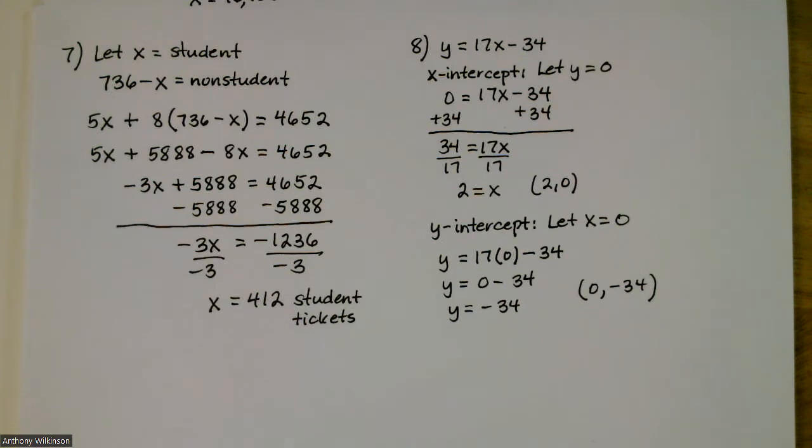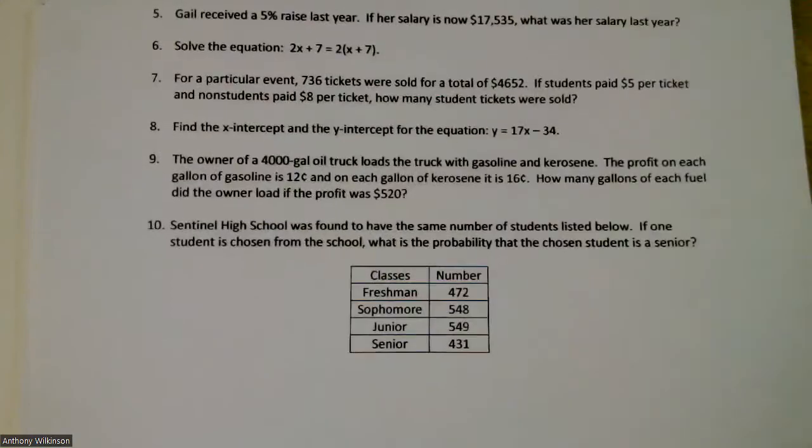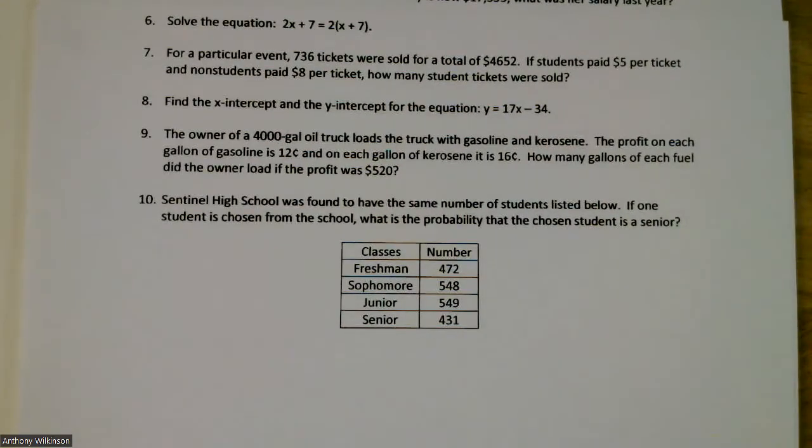Okay. All right, so that's problem number 8. All right, problem number 9. Problem number 9 deals with a system of equations here. The owner of a 4,000-gallon oil truck loads the truck with gasoline and kerosene. The profit on each gallon of gasoline is 12 cents, and on each gallon of kerosene, it is 16 cents. How many gallons of each fuel did the owner load if the profit was $520?